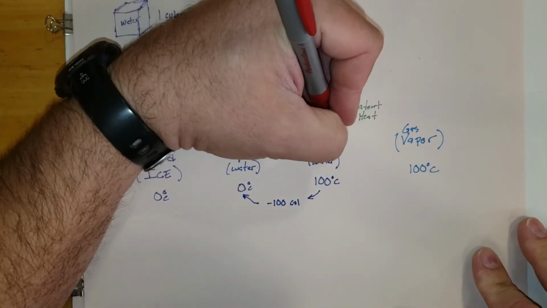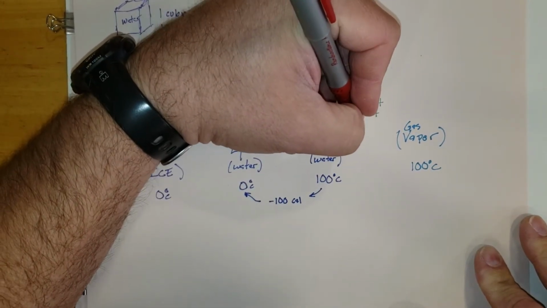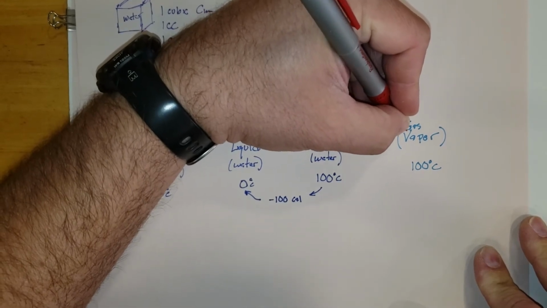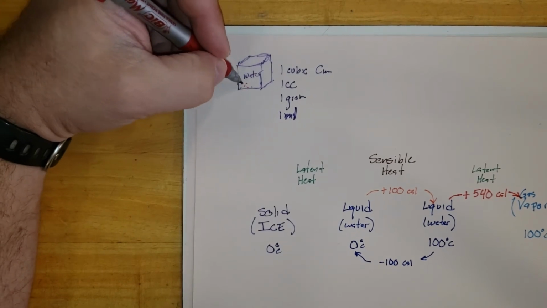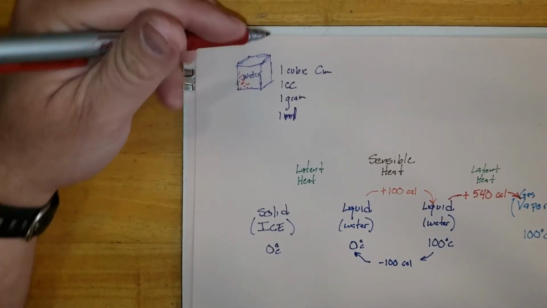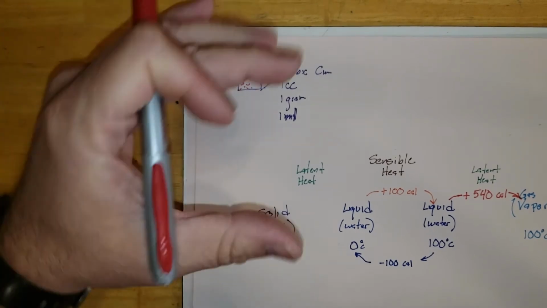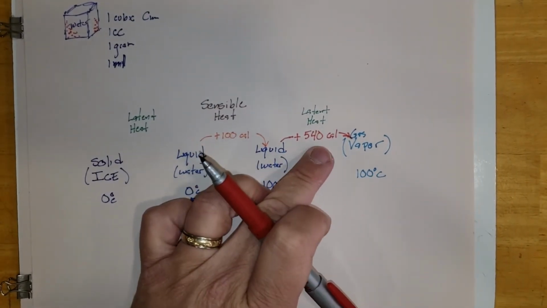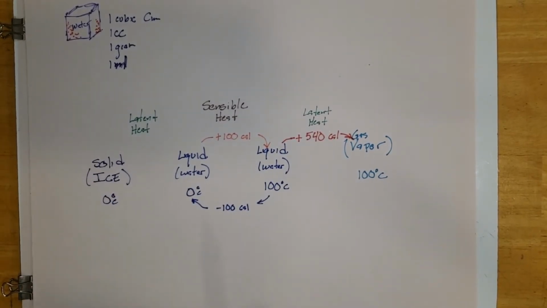What we're going to need to do is add 540 calories in order to get the small little water molecules in here to let go. They've got little hydrogen bonds. They want to stay with their friends. And so in order to make them so excited that they finally will let go, we have to add 540 calories. It's not changed the physical temperature. It's only changed that phase.